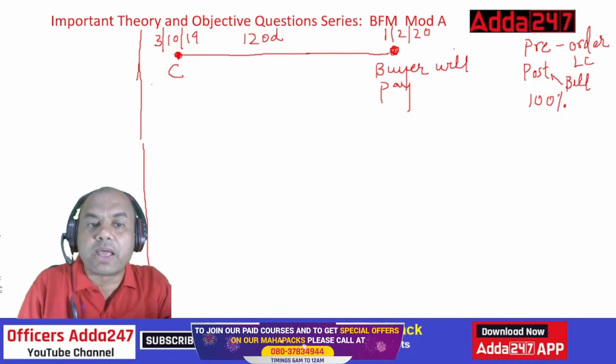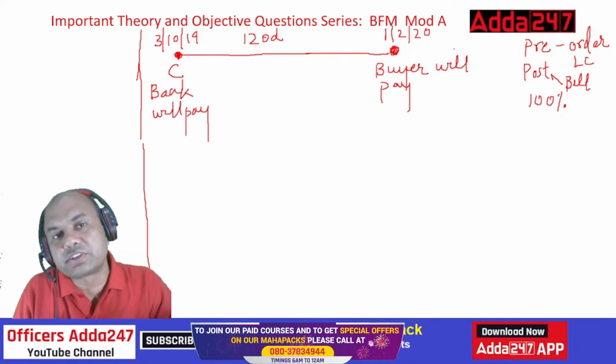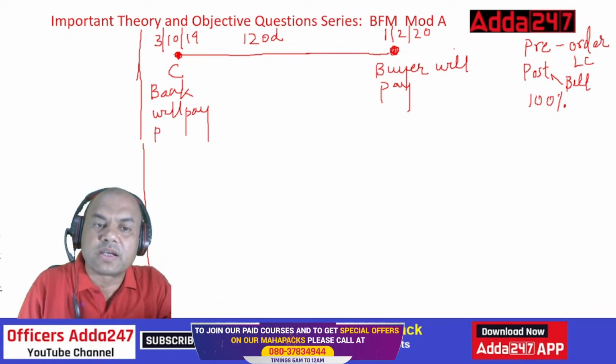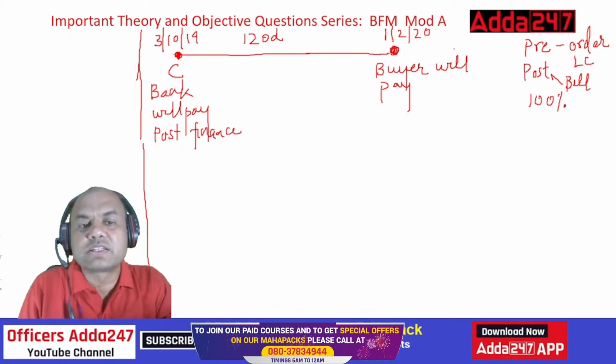So on this date, the bank will pay. The bank is paying the post shipment finance. Look at this, right? So the bank will pay up to what date? What date should the bank pay? The bank is giving a finance, post shipment finance, right? So the bank is giving this post shipment finance.